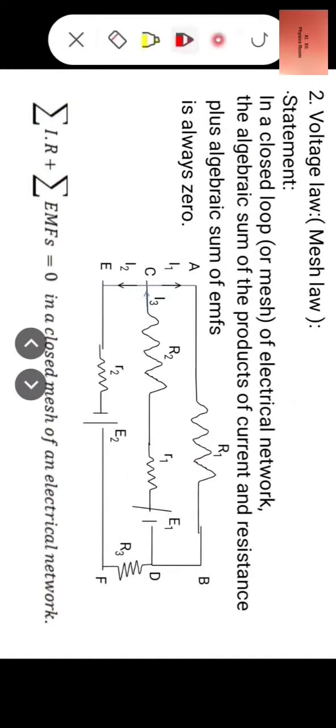Now 2, voltage law or mesh law. Now the statement. In a closed loop or mesh of an electrical network, the algebraic sum of the products of current and resistance plus the algebraic sum of EMFs is always 0.